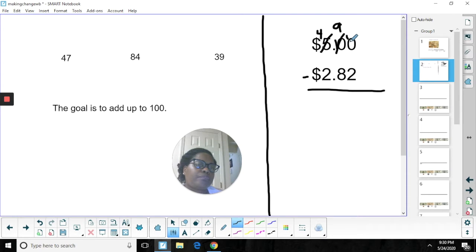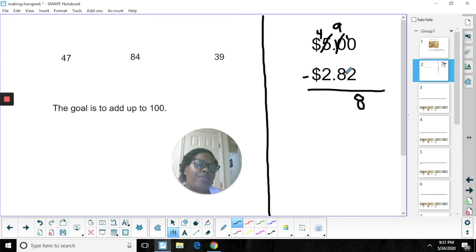Okay? So I want you to copy this, okay? Because when I go to the next page, it's going to make sense to you why we're doing it over here. Okay? So 10 minus 2 is going to be what? Did you say 8? If you did, you were correct.